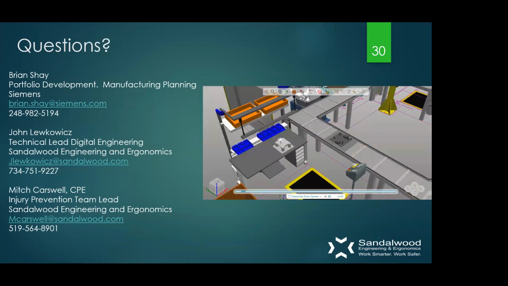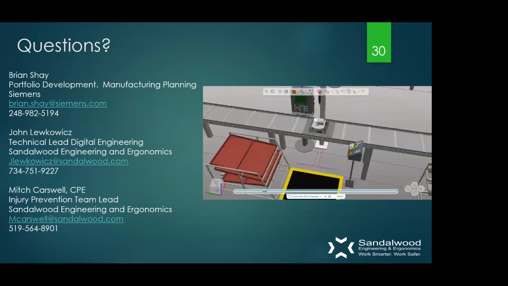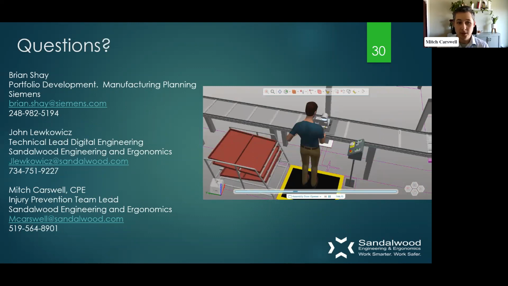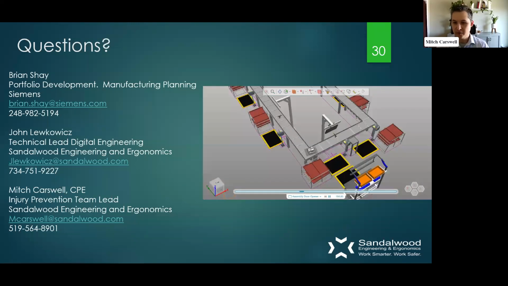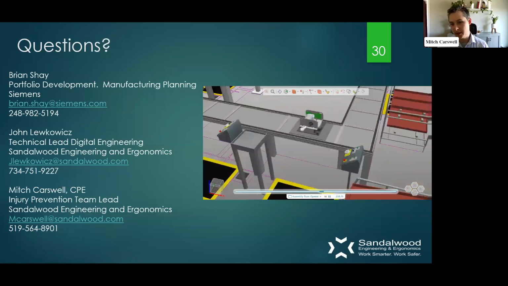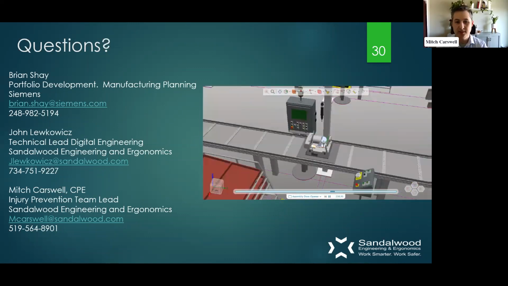Okay, so here we have a very specific question. What are the advantages of using Process Simulate over version 9 of Jack in terms of ergonomics and human posturing? I can take that one, Brian. Okay. So I'm going to start off with outside of ergonomics and human posturing. Unfortunately, Jack has been sunsetted. So actually a lot of the same functionality from Jack has been brought into Process Simulate.